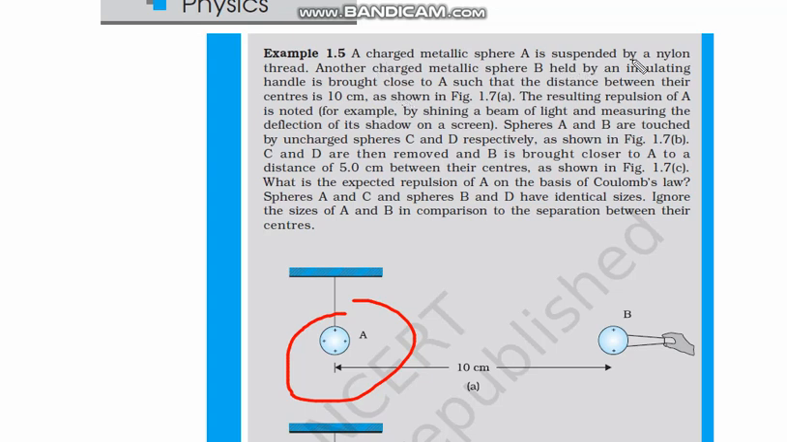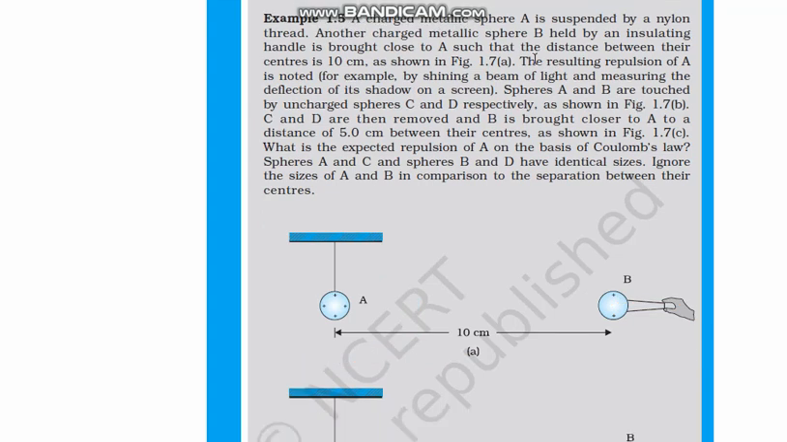A charged metallic sphere A is suspended by a nylon thread. Another charged metallic sphere B is held by an insulating handle. So why an insulating handle? Otherwise the charge will go through our hand to earth if it is not insulating. The insulating handle is brought close to A such that the distance between their centers is 10 centimeters. So this point and this point are 10 centimeters apart. Both of them are 10 centimeters apart as shown in the figure.